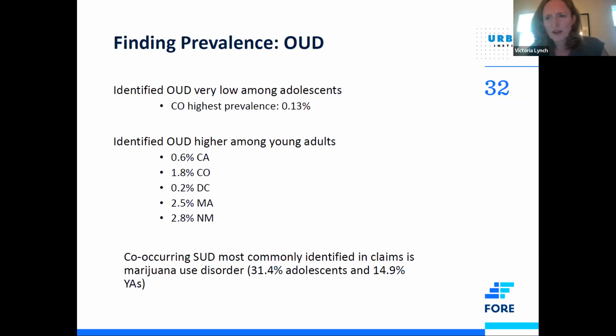So the findings on prevalence: it's very low among adolescent enrollees. In Colorado, we observed the highest prevalence, at just 0.13% of the Medicaid population. And it was higher among young adults, ranging from 0.2% in DC to 2.8% in New Mexico. We observed a fair bit of co-occurring SUD, not surprisingly, and I'll tell you more about that in other slides.